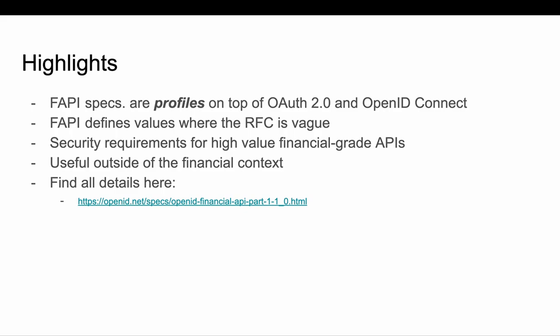And in this baseline profile, it's a first version of security requirements for high-value financial grade APIs. And it is also useful outside of the financial context. If you are implementing a server or a client application outside of the financial space, this could still be very useful because the requirements here are certainly valid for any implementation that wants to enhance the security side of things. And all the details can be found online in the OpenID Financial API Part 1-10 document.